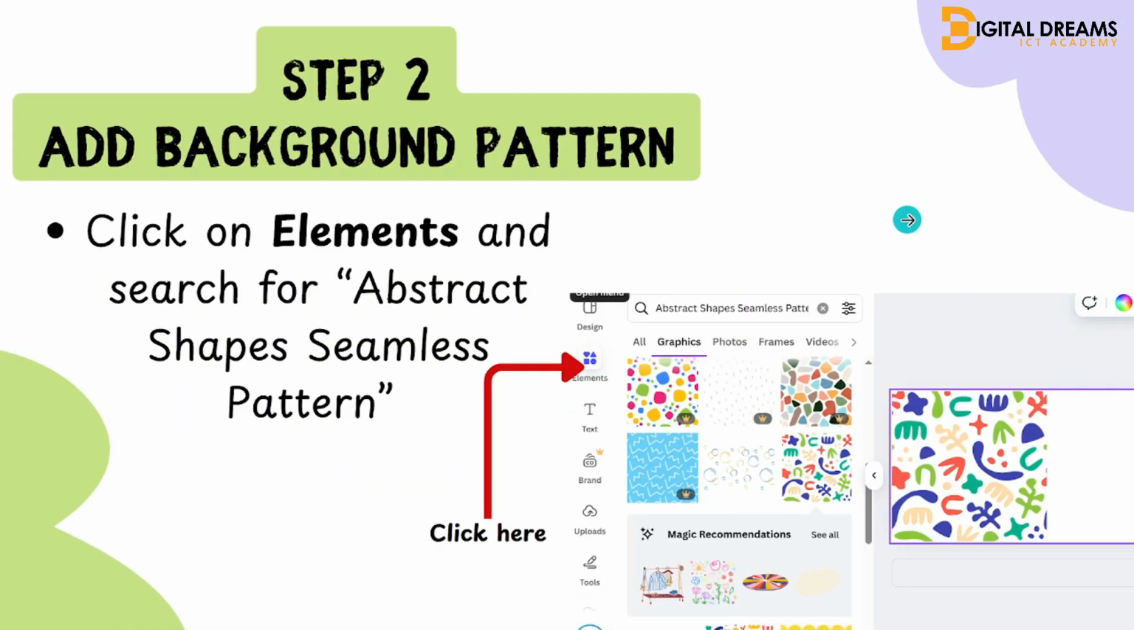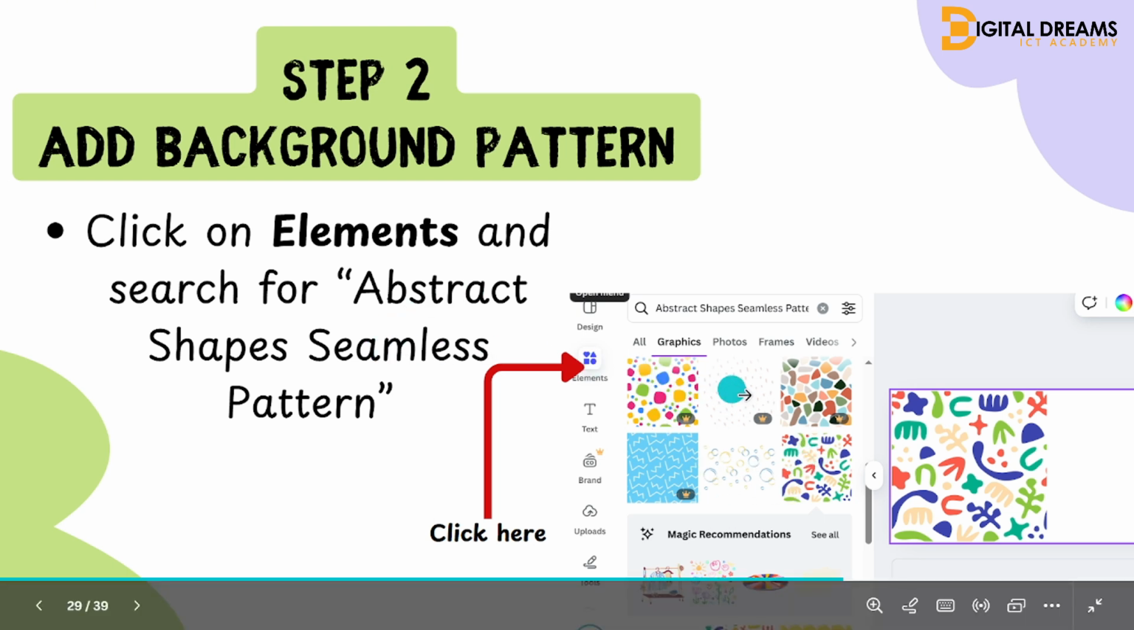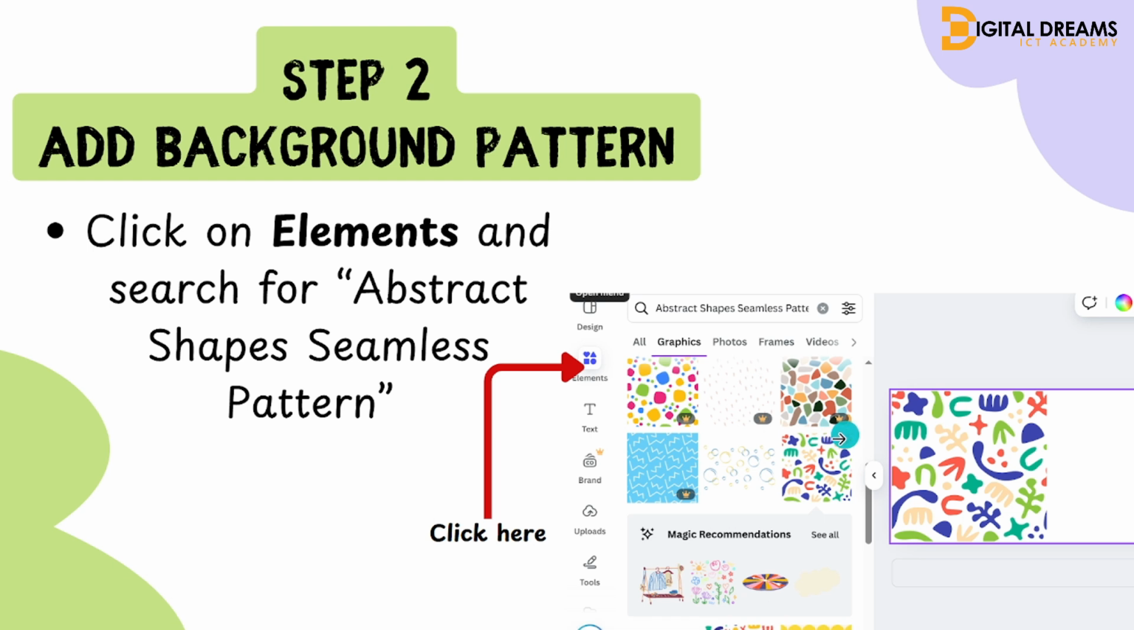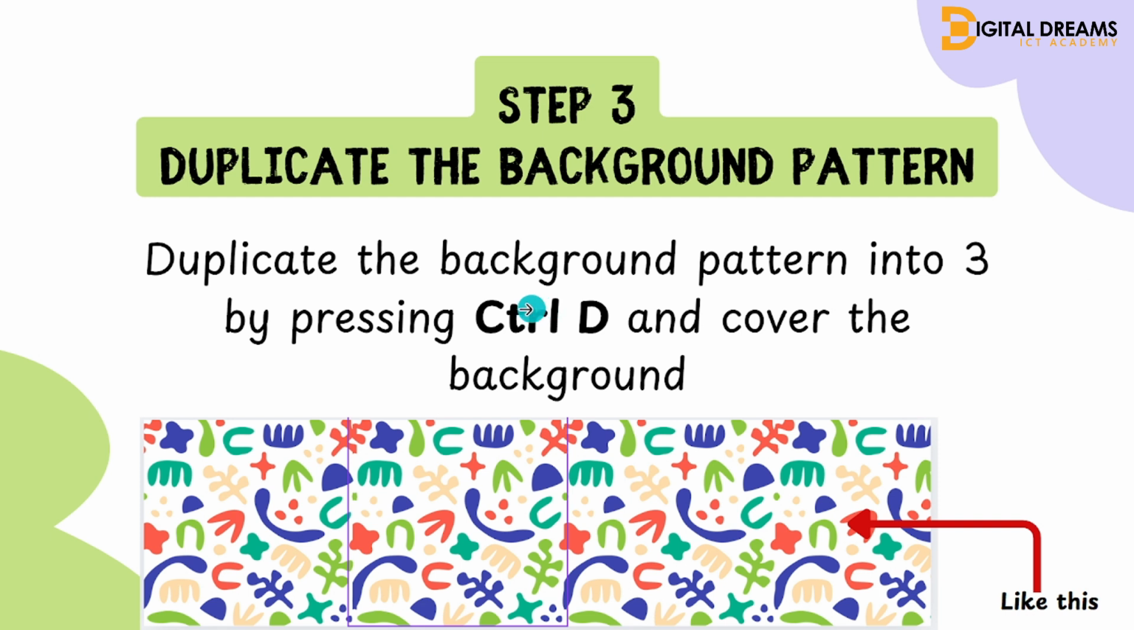Step 2 is to add a background. Click on elements and search for abstract shape seamless pattern. Once you search for this, you will see so many designs. But most of those that have this crown are not free, as we all know, unless you're using Canva Pro. So now we're going to use this particular one right here. You get it?